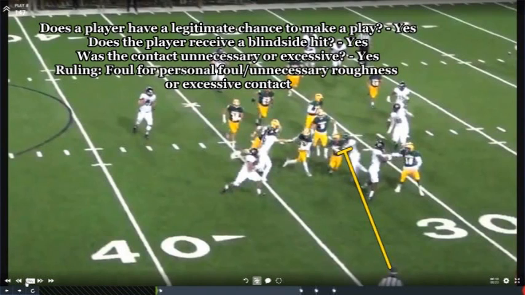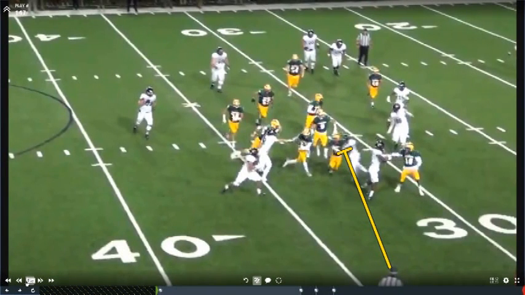At the time, I didn't think so, but looking at it on film, Servite number 14 delivers a blow with the shoulder. He could have used a hand block. This is excessive and unnecessary. Therefore, it meets the criteria laid out in the 2015 points of emphasis. This should have been a foul.